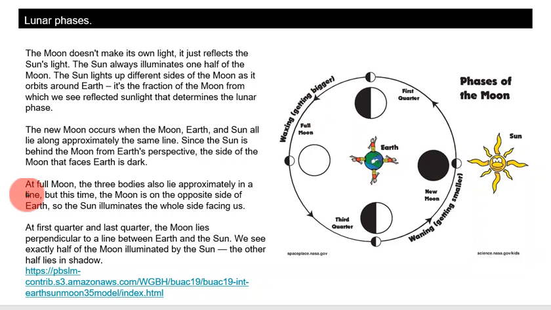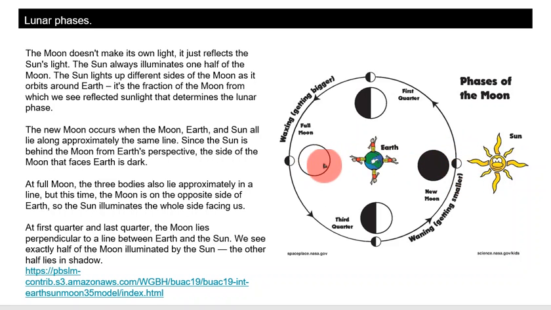At first quarter and last quarter, the moon lies perpendicular to the line between Earth and Sun. We see exactly half of the moon illuminated by the sun, and the other half lies in the shadows. So if we take these two quarters here, you have what are known as half moons. Half of the moon is reflecting light towards the Earth, the other half is in darkness. Here in new moon, none of the surface of the moon is reflecting light towards the Earth, so therefore you don't see it.